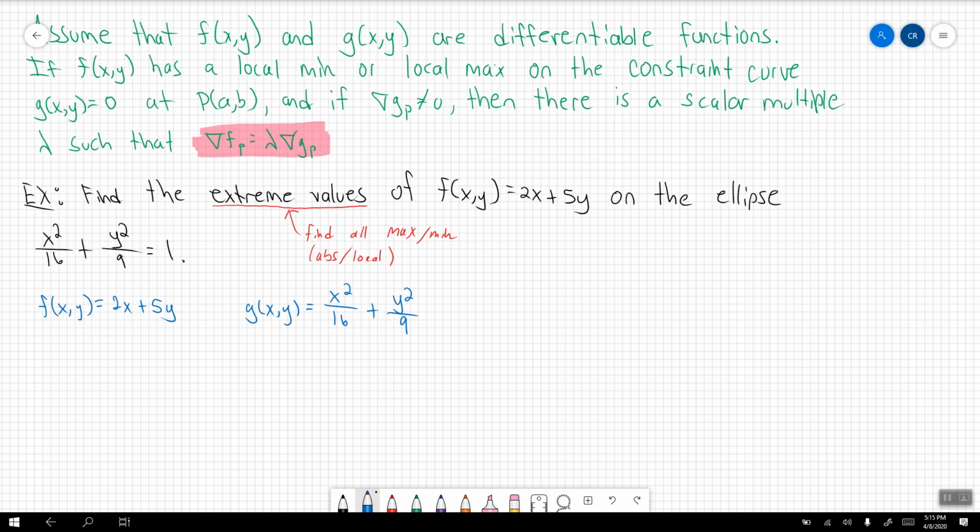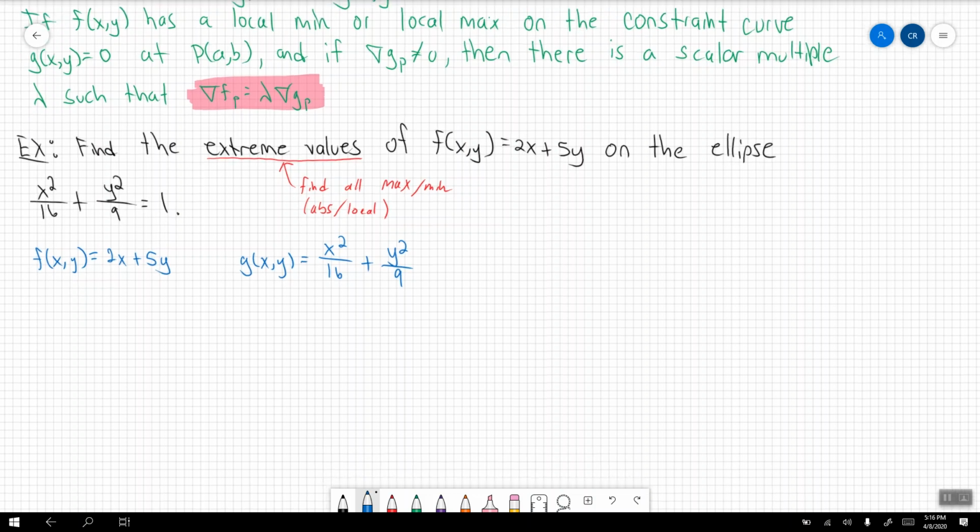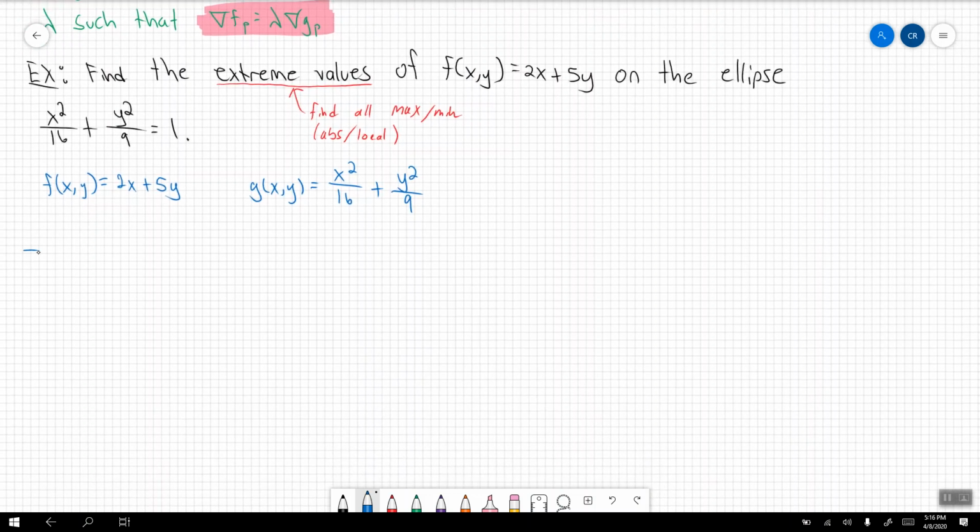All right, so what we need now are gradients. So let's go through and pull those off. We need the gradient of my function f. So the gradient of the function f, remember that's the derivative with respect to x, which is 2, derivative with respect to y, which is 5. I need the derivatives, or the gradients, for g. The gradient here would be x over 8. The gradient here would be 2y over 9.